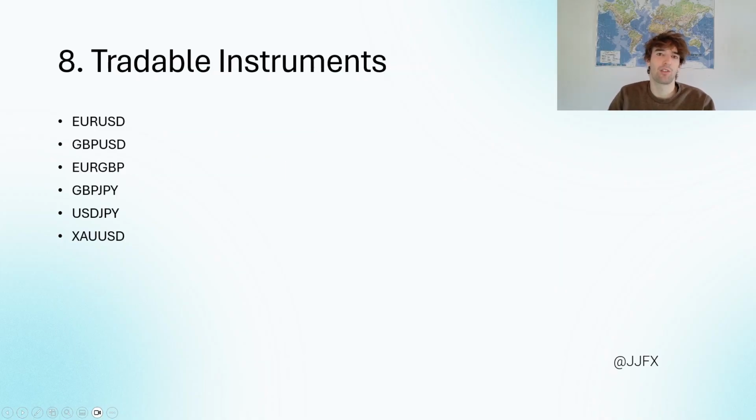Now let's go over the pairs that I trade. It's actually the exact same pairs as the Asia sweep. So I'm trading EU, GU, EG, GJ, UJ, and gold. So yeah, that's it for the first video.